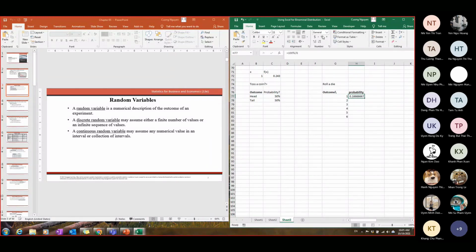Okay, and I put it in a percentage for you to understand. And I just round down to 16.67 or 16.66. It's okay. All right, and the sum of them, of course, should be 100%.